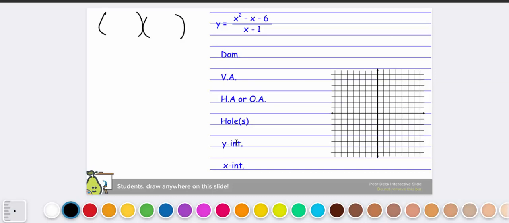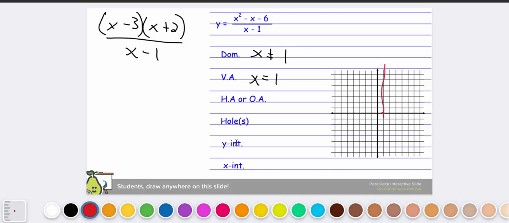6, we want 1, so that's 3 and 2. And x minus 1, so x, you are not allowed to be 1. That is a vertical asymptote, so here I go to the graph already. X is 1. Well, that one got a little wavy.